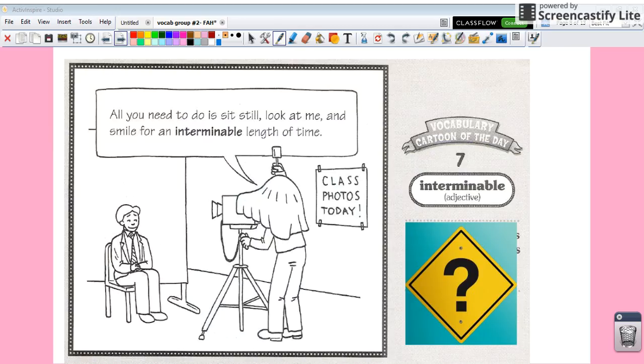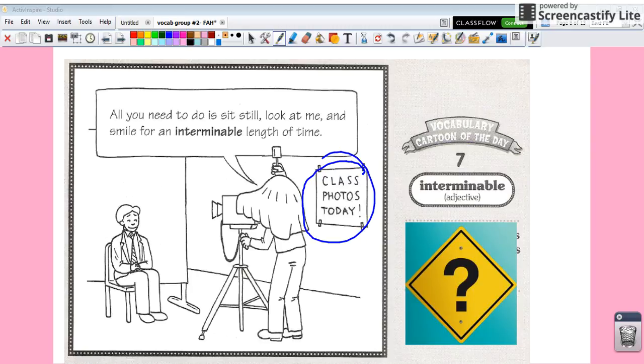All right, next we have interminable. All you need to do is sit still, look at me, and smile for an interminable length of time. All right, so this is a class photo, and I remember that whenever I would take my class photos, they always seat you in the most uncomfortable position, and it always seems like it's taking forever.